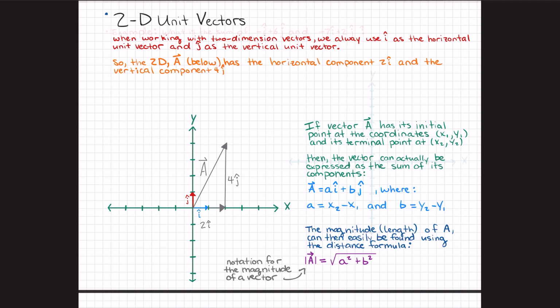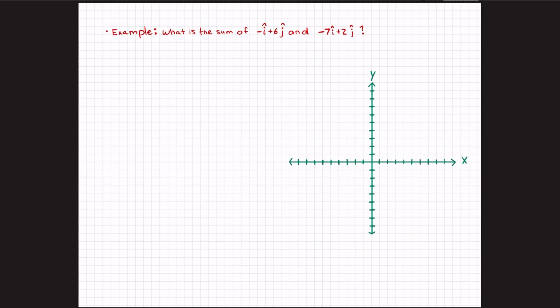Easy as that. In this example, we're going to start off with an empty two-dimensional grid, and the question is saying what's the sum of negative I hat plus 6J hat and negative 7I hat plus 7J hat. So what I'm going to go ahead and do is model each of these vectors on my two-dimensional grid, and I'm going to model each of them with their initial point at the origin. So for the negative I plus 6J, I'm just going to basically go 1 to the left and up 6.